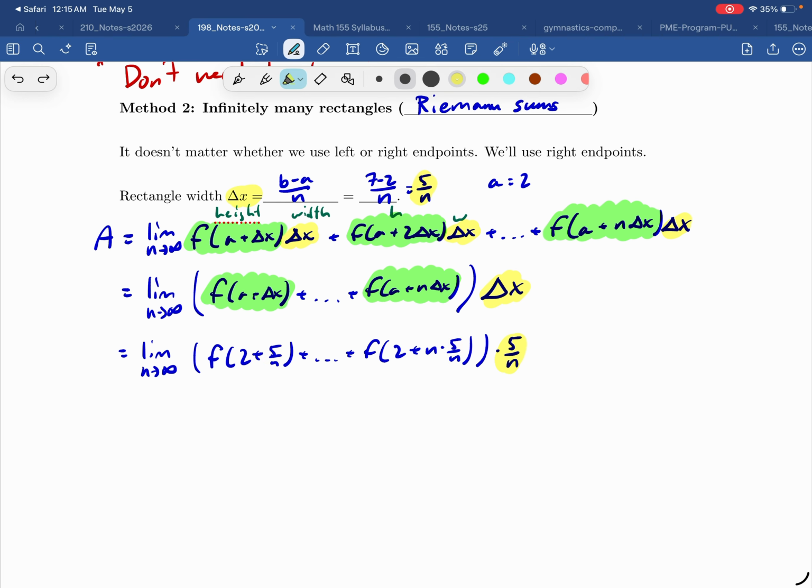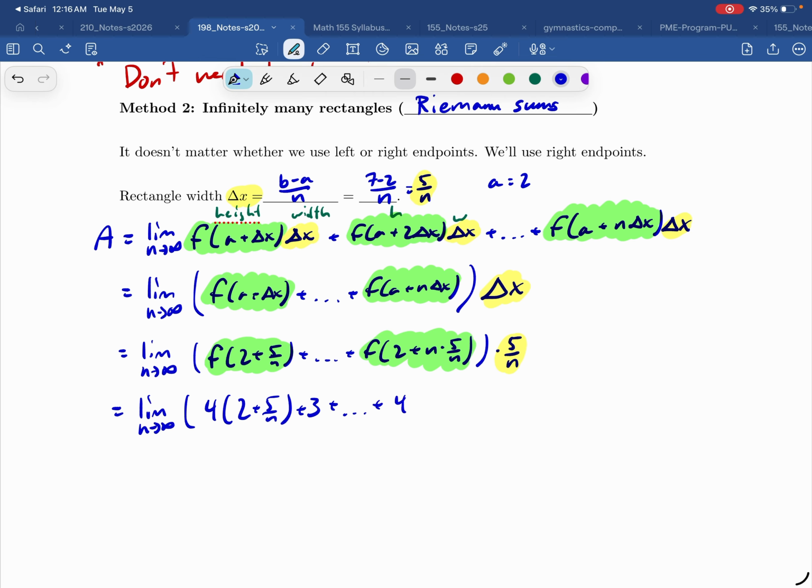Maybe I'll even just keep this green. Okay, well, we actually know what this equals because we know what f of x is. So we can just write this as 4 times 2 plus 5 over n plus 3 plus and so on, plus 4 times 2 plus n times 5 over n plus 3. And feel free, if you really want to write 4 times 7, you can do it. It's not going to help you. But whatever. Anyway, we're just going to do a whole bunch of simplification at this point, okay?